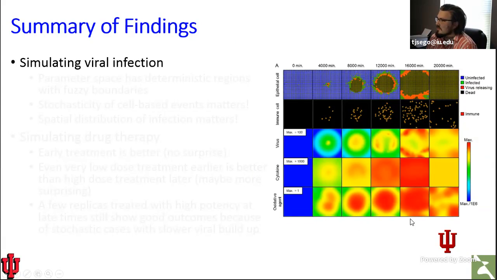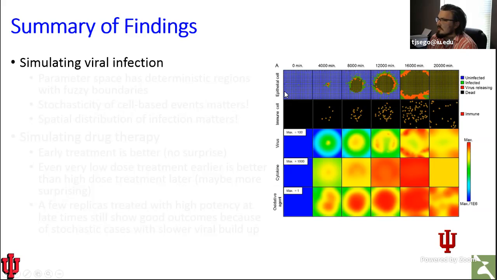And this is what it looks like, shown here on the right. This is a representative example of both our epithelial cells, immune cells, and our 3 diffusive species in simulation over time, moving from left to right. And this is a simulation with what we call our baseline parameter set.